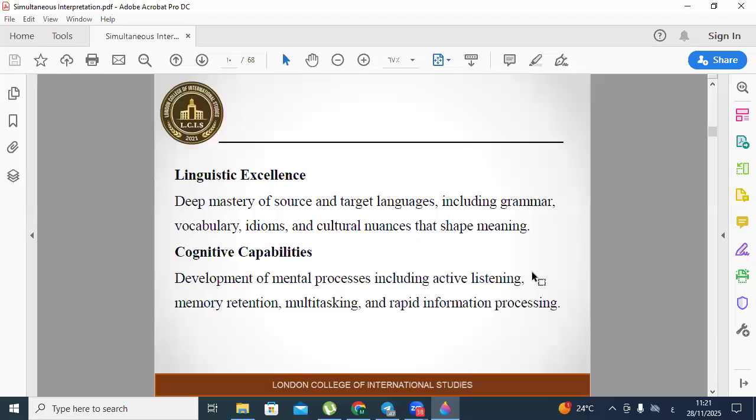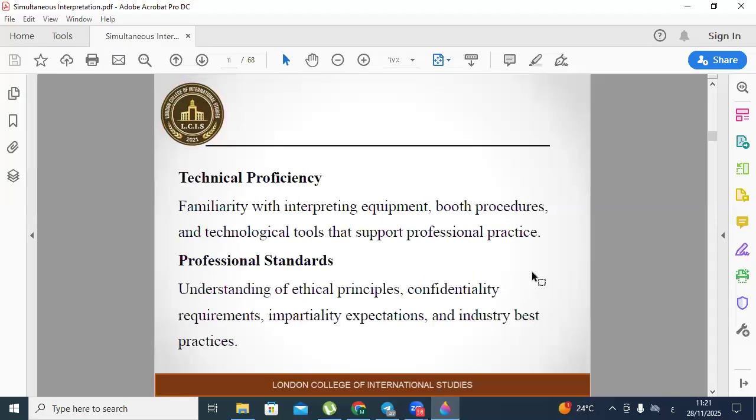Then technical proficiency, familiarity with interpreting equipment, booth procedures and technological tools that support professional practice. Professional standards, understanding of ethical principles, confidentiality requirements, impartiality expectations, and industry best practices. Interpretation isn't just a technical skill, it's a profession with ethical responsibilities and standards.